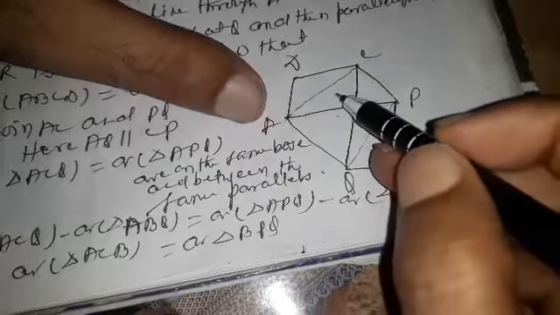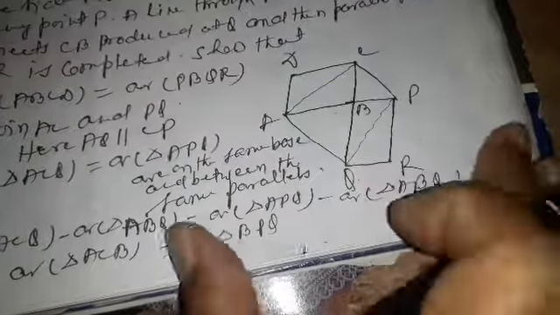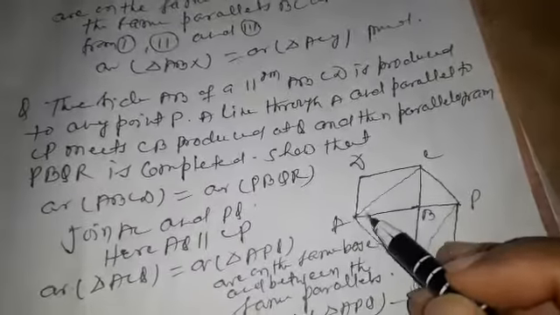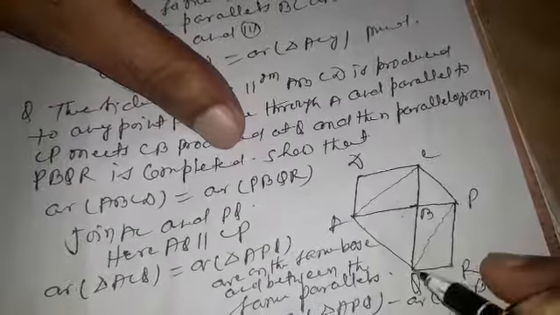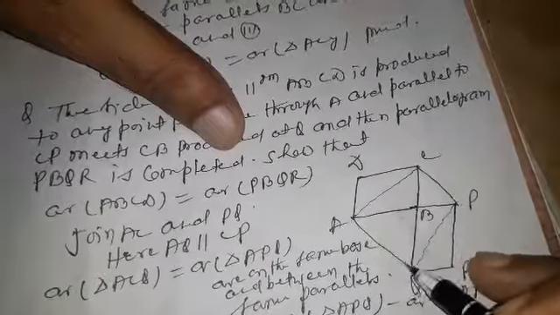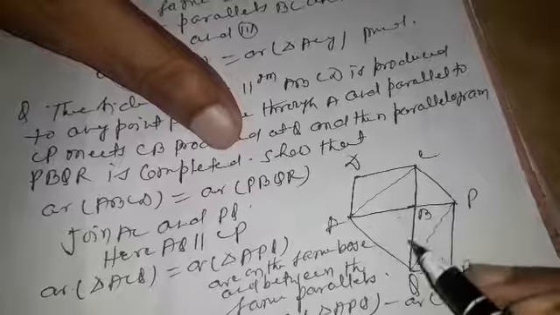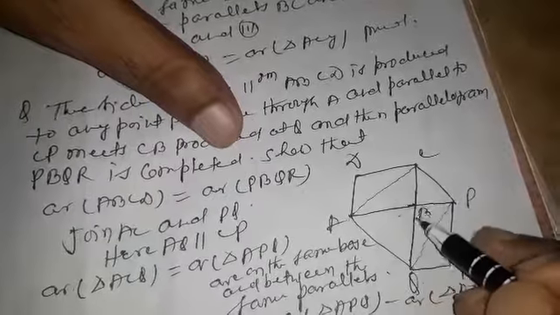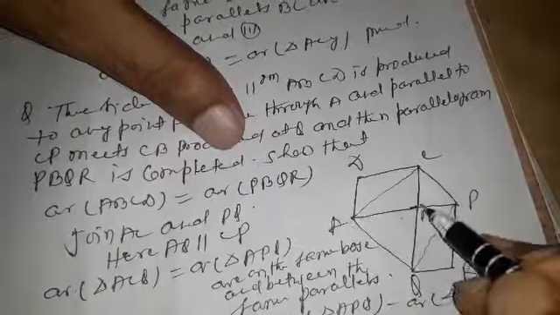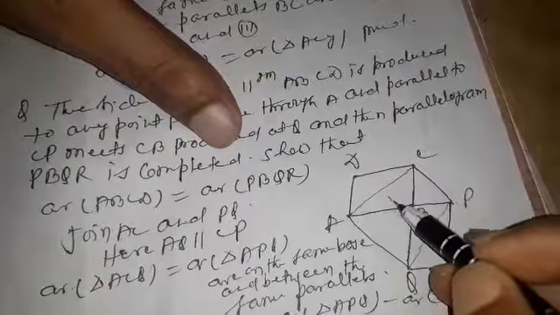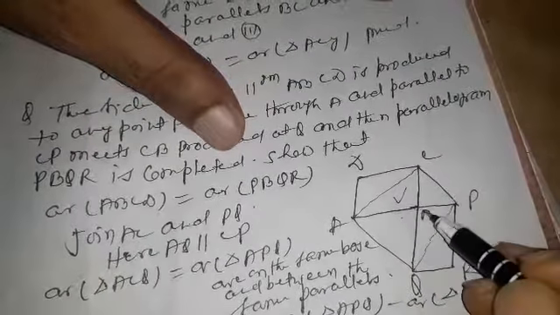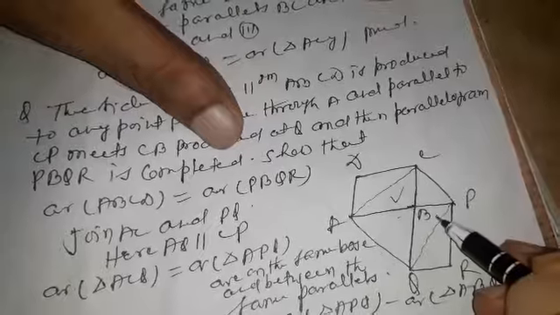And we know that the areas of ACQ and APQ are both equal because they are on the same base and between the same parallel lines. So the area of ACQ minus the area of ABQ is equal to the area of APQ minus the area of ABQ. So therefore the area of triangle ACB is equal to the area of triangle PBQ.